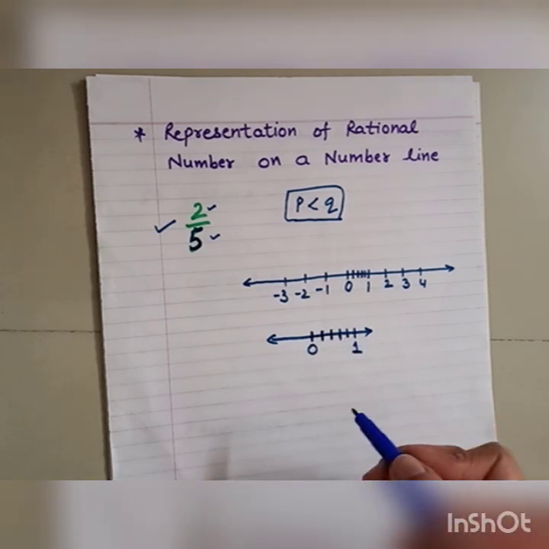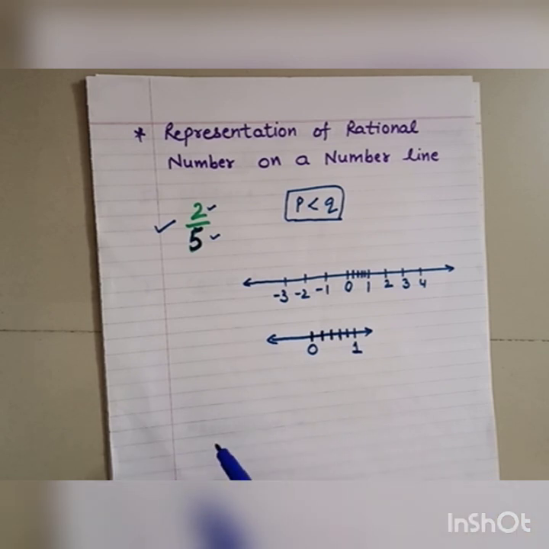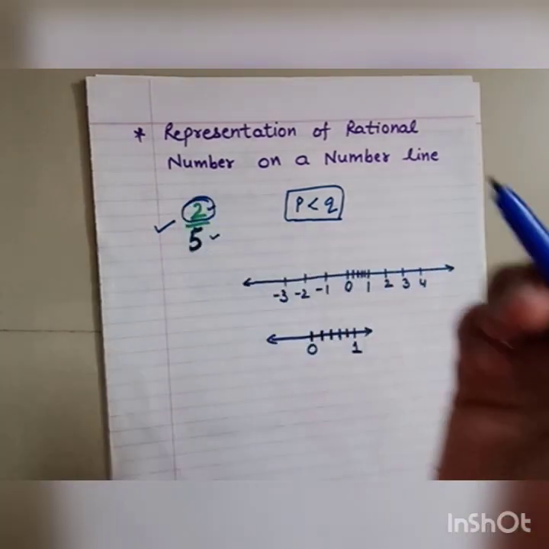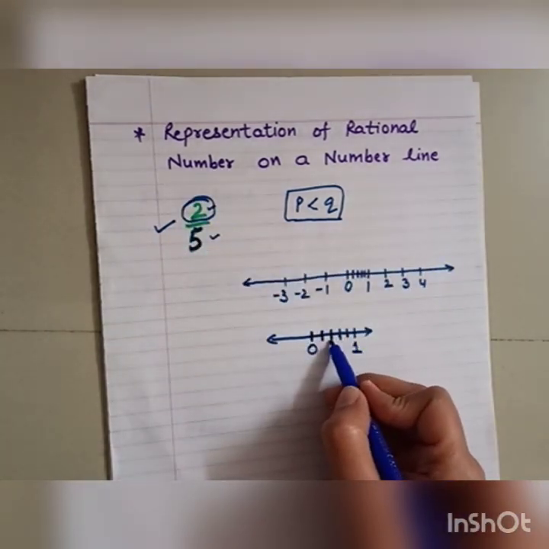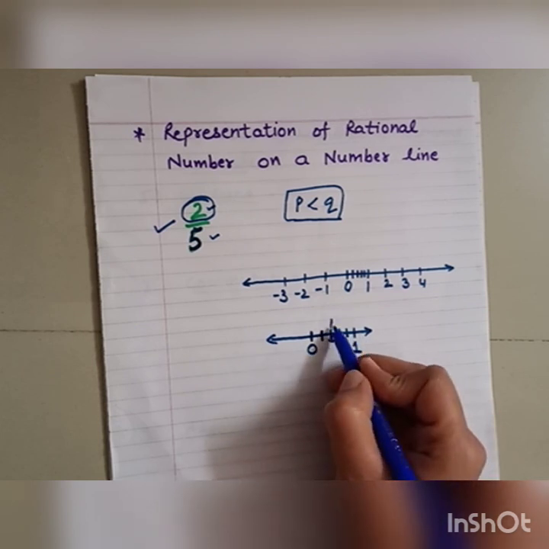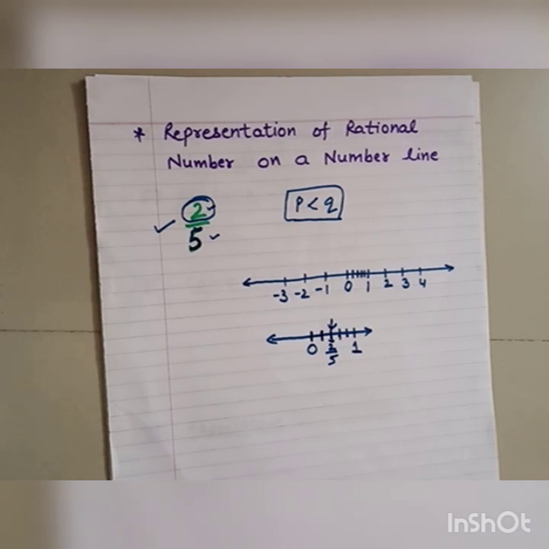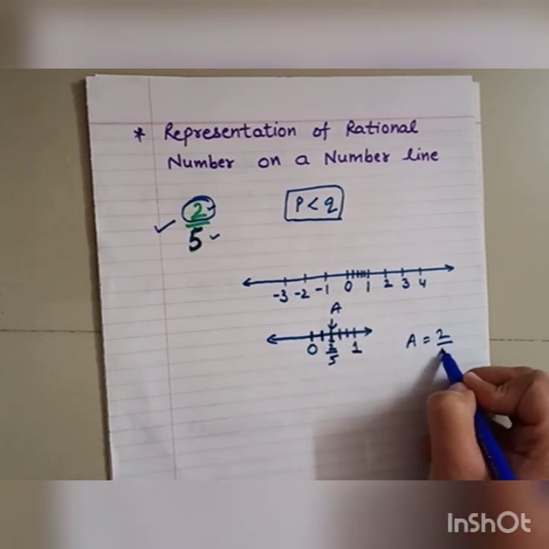Okay. Now, how do we represent 2 by 5? Count and take 2 out of 5, because the numerator value is 2. 0, 1, 2. 2 is here. So this point represents 2 upon 5, which means 2 out of the 5 parts. This point A represents 2 by 5 on the number line.